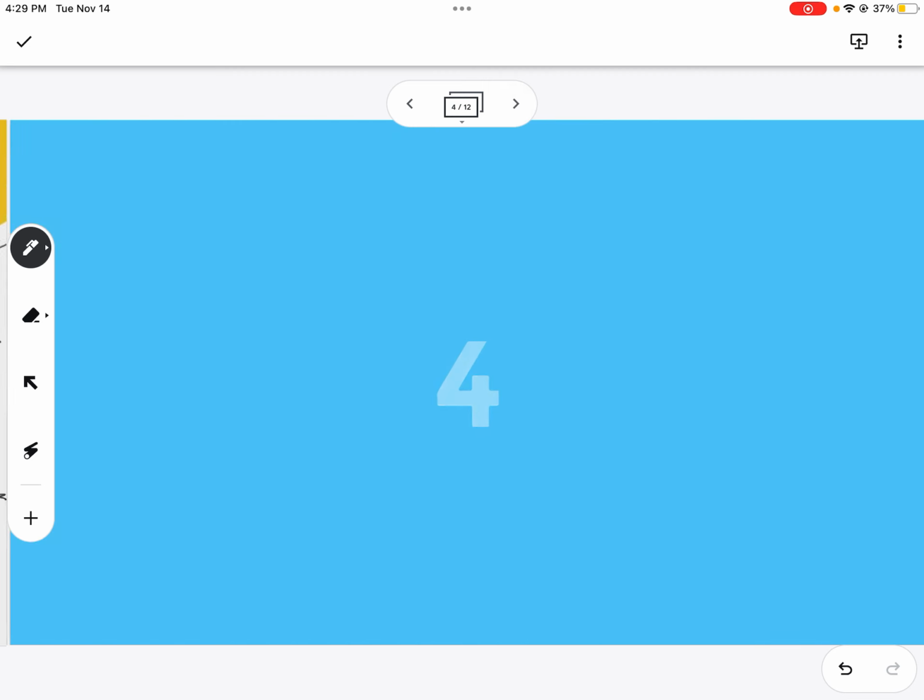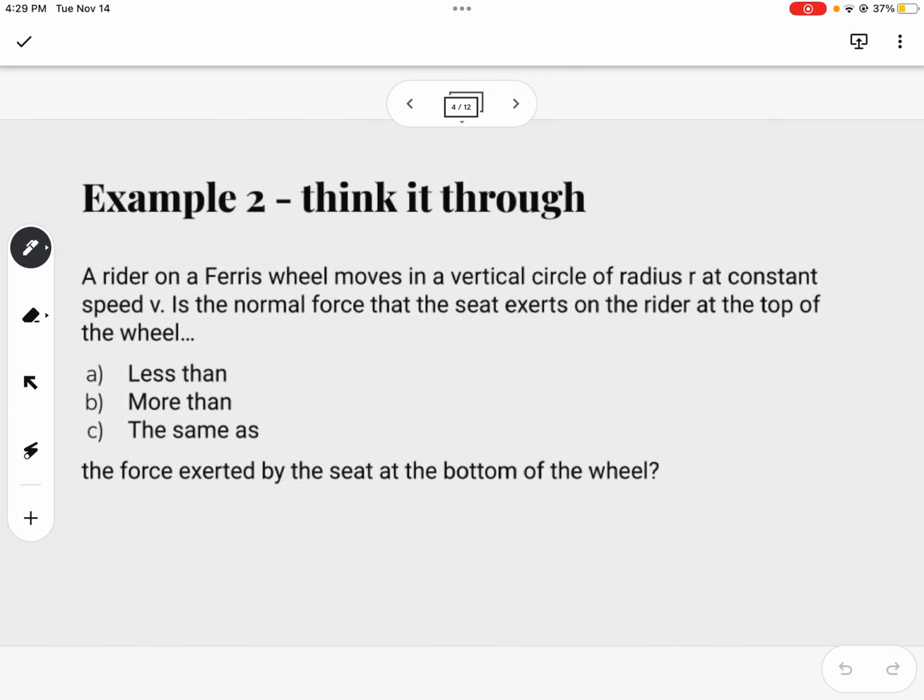The next example is just kind of a think-it-through. A rider on a Ferris wheel moves in a vertical circle of radius r at constant speed v. They're not giving us any numbers. It's more theoretical right now, more conceptual. Is the normal force that the seat exerts on the rider at the top of the wheel less than, more than, or the same as the force exerted by the seat at the bottom of the wheel?